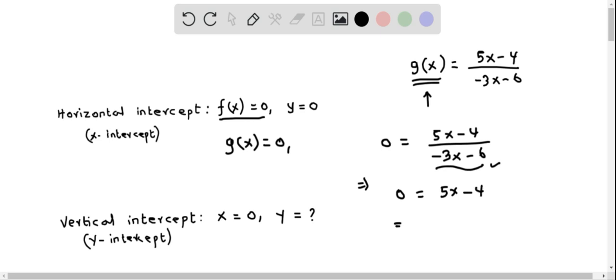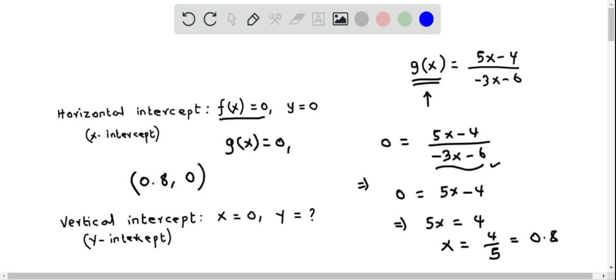Now let's solve for x from this equation. First I add 4 to both sides, so I get 5x equals 4, and I divide by 5 on both sides, so it gives x equals 4 fifths, or 0.8. So we see that the horizontal intercept is 0.8, and we can give this in ordered pair form. That is, we put the x first, which is 0.8, and y is 0 here. So this is the horizontal intercept of this function g of x in ordered pair form.